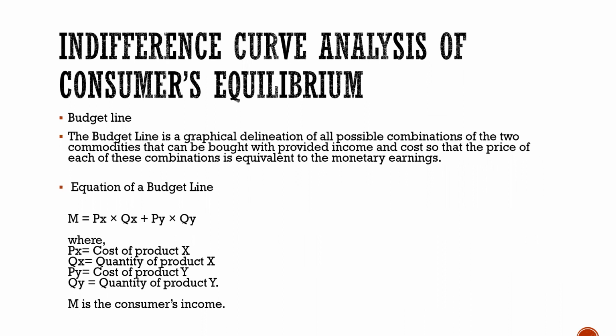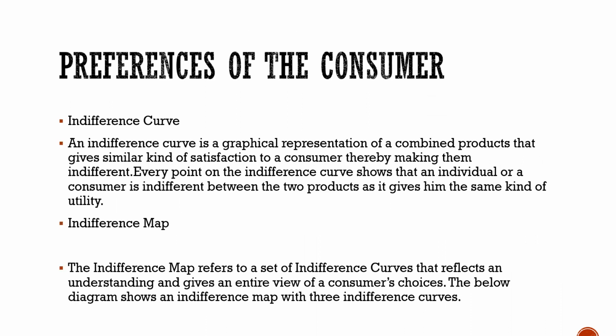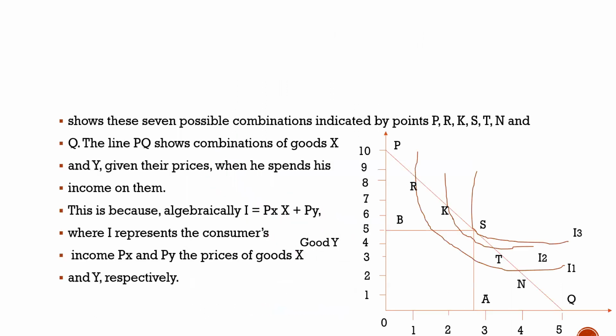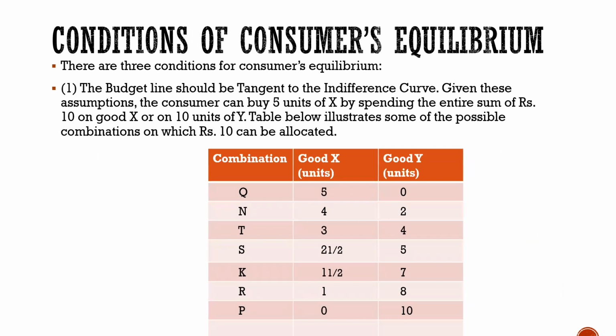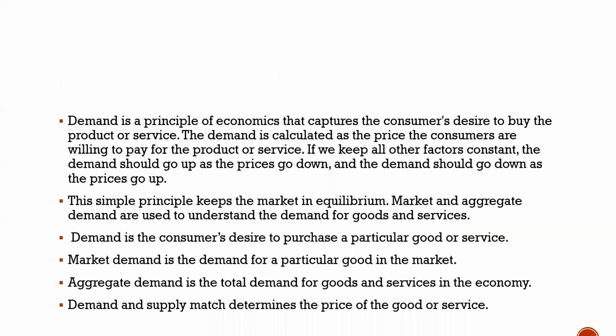There's a budget line, there's an equation of a budget line. In the preferences of the consumer, there's indifference curve, indifference map. There's also the conditions of consumers' equilibrium. The budget line is also plotted according to the table given for good X and good Y.